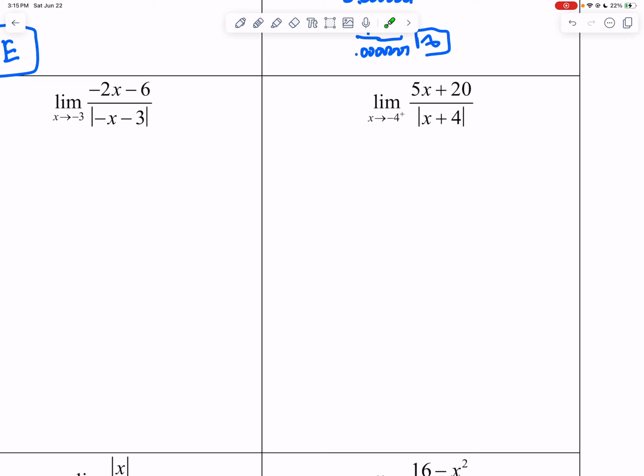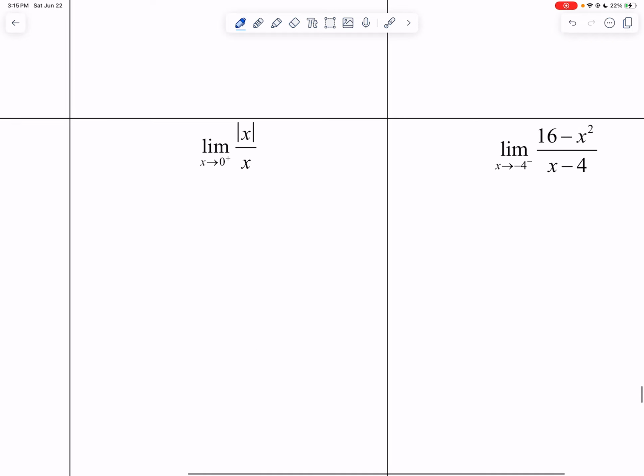And since this is -4 from the right, I'm just going to remove the absolute value since it's my positive part. And here, that's just going to give me 5. Likewise here, since this is 0 from the right, I'm just going to remove the absolute value, and that's just going to give me 1. Crazy.